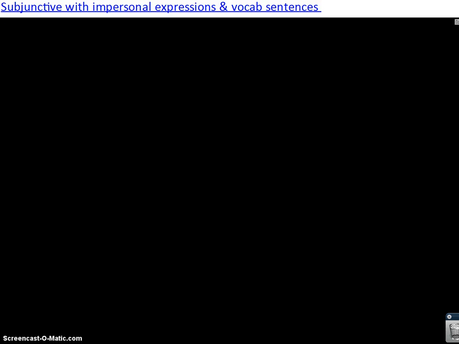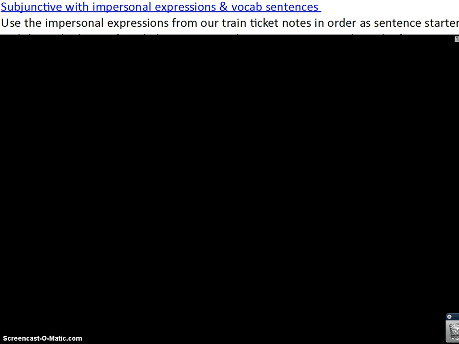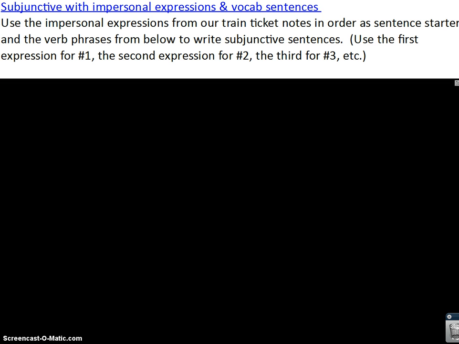Alright class A, let's talk about your third and final actual assignment for week 2, due Monday. It is writing sentences using the subjunctive with impersonal expressions and your vocab. Here are the directions. You're going to use the impersonal expressions examples from your train ticket notes. On the backside, we say that the subjunctive is used after expressions that convey implied commands, opinions, or judgments, as long as there is also a subject change and que.